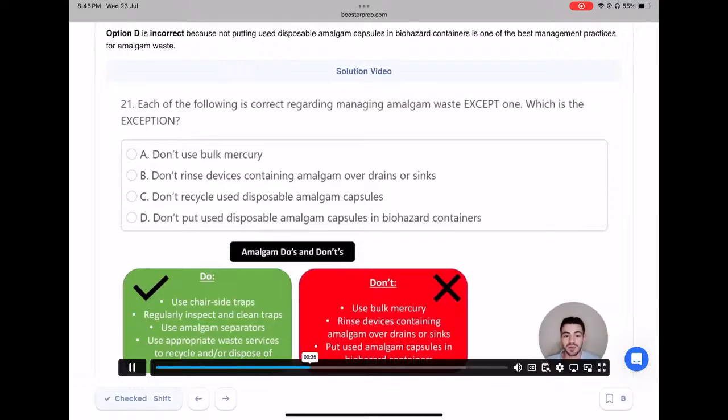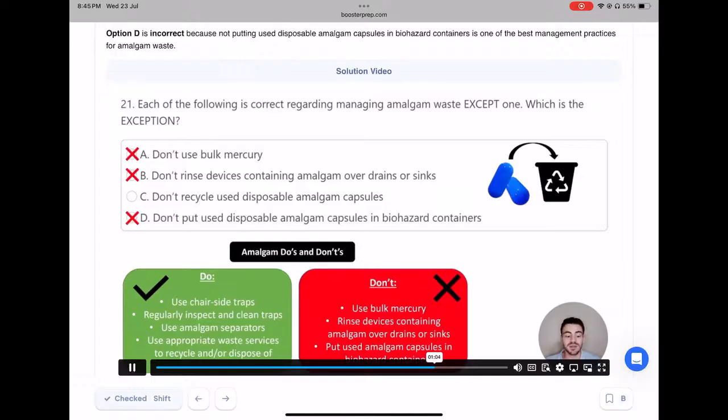Don't use bulk mercury. It can be easy to have high amounts of mercury or have mercury spillages that could be dangerous. Don't rinse devices containing amalgam over drains or sinks. Here it could be an issue having mercury in the water supply, so it's important not to have it over the sinks or drains. Finally, don't put used amalgam capsules in biohazard containers. And the reason for this is because amalgam capsules can be recycled.